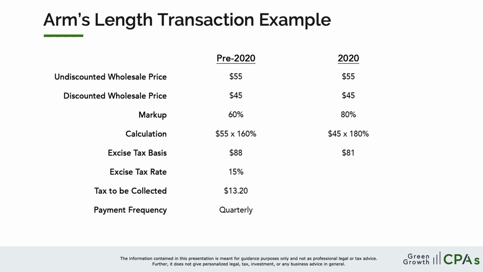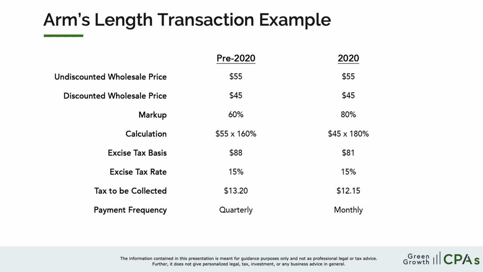So you see that the basis for the excise tax went down because we were allowed to use that discounted wholesale price in the calculation. Now the excise tax rate stays the same at 15%, and the tax to be collected is going to be 15% of that $81, which is $12.15. Lastly, the payment frequency is monthly, so 12 times per year you need to submit this payment over to the CDTFA. Now, when you look at this, the tax to be collected is about $1.05 less.